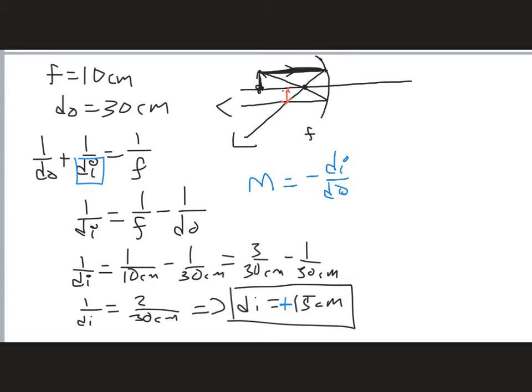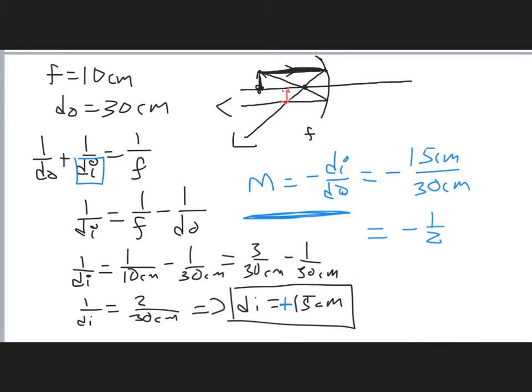We have the formula, the magnification is equal to minus d_i over d_o, and so that's going to be minus 15 centimeters over the object distance, which is 30 centimeters. And so that's going to be negative 1/2. And so we expect the magnification to be a factor of about 1/2.